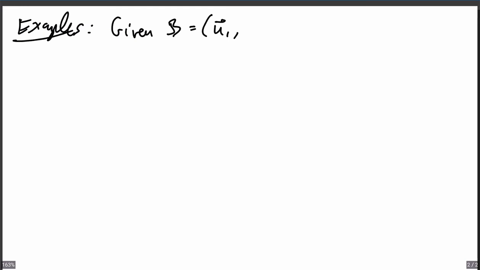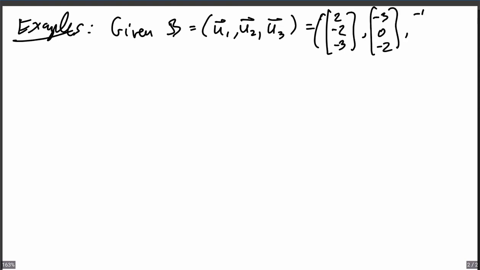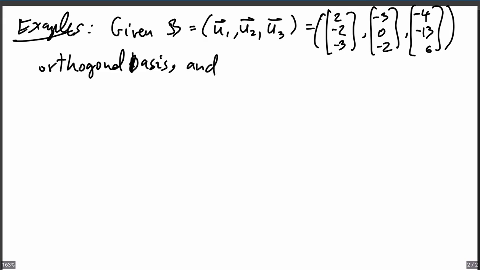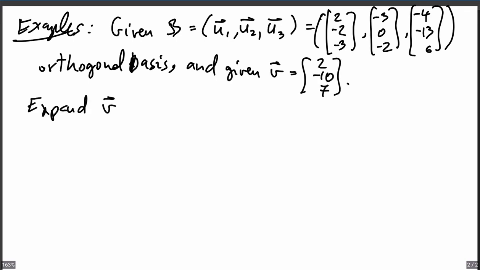Let me show some examples. Let's say that we have a basis u1, u2, u3, and that's actually the following vectors: (2, -2, -3), (-3, 0, -2), (-4, -13, 6). This is an orthogonal basis. And if we have a vector v as (2, -10, 7), we can expand v in the basis B.